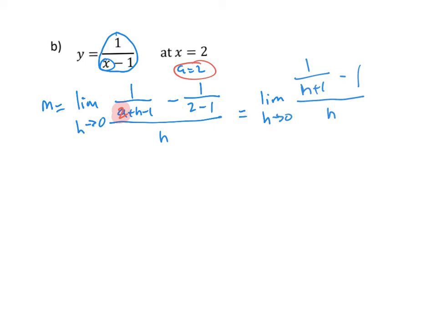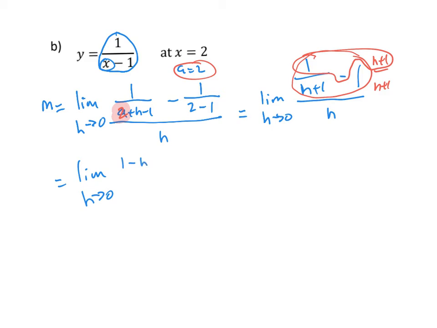So we need to do the math on the numerator here. We need to do 1 over h plus 1 minus 1. For that, we need a common denominator. The common denominator is h plus 1. So we multiply by h plus 1 over h plus 1. So I'm essentially going to do 1 minus (h plus 1). But remember, you got to distribute the negative. Okay, so 1 minus the quantity h plus 1 looks like this: 1 minus h minus 1. The common denominator is h plus 1. And then that's over h.